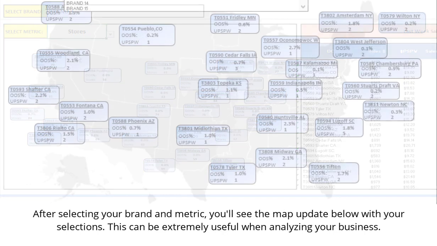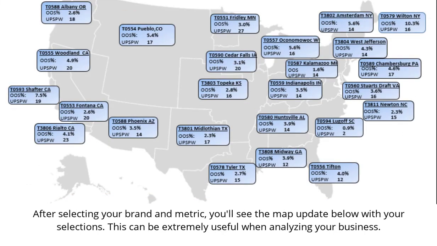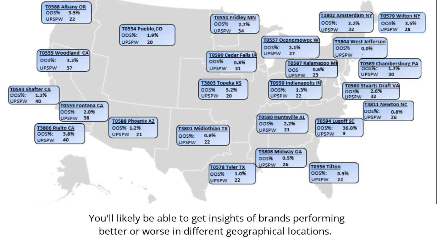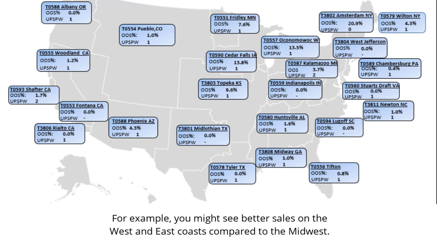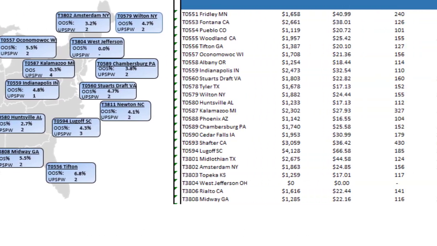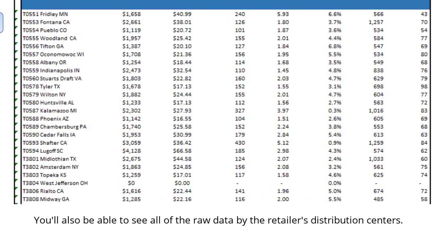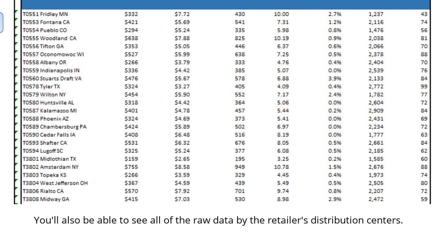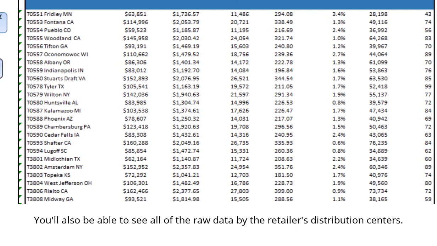After selecting your brand and metric, you'll see the map update below with your selections. This can be extremely useful when analyzing your business. You'll likely be able to get insights of brands performing better or worse in different geographical locations. For example, you might see better sales on the West and East Coasts compared to the Midwest. You'll also be able to see all of the raw data by the retailer's distribution centers.